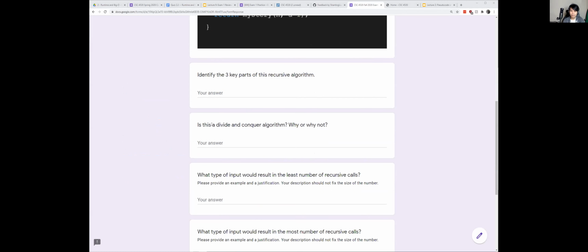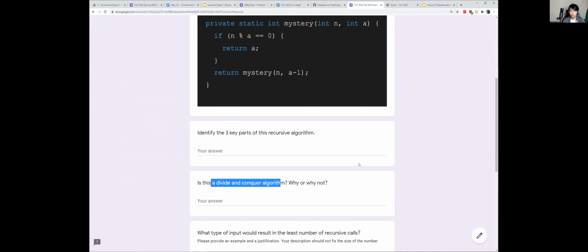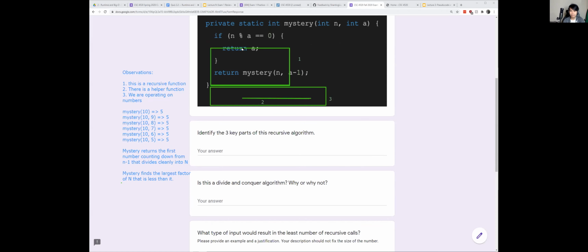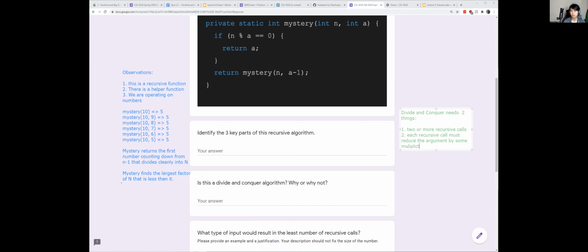But the next question we have is, is this a divide and conquer algorithm? Why or why not? Well, if you remember, there are 2 things we care about if we need to identify a divide and conquer algorithm. I'll just write them out, but you should check the divide and conquer algorithm lecture in order to learn more about it. Divide and conquer needs 2 things. 1, 2 or more recursive calls. 2, each recursive call must reduce the argument by some multiplicative factor, right? So we take a problem and we make it smaller by 1/3 or 1/2 or 1/10.